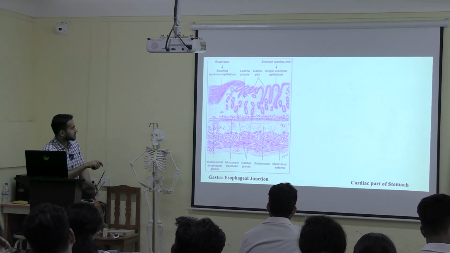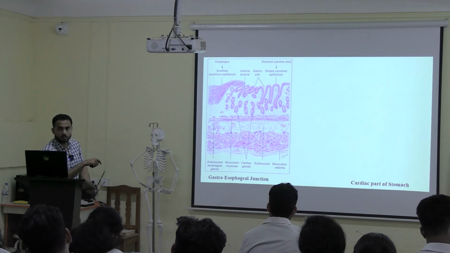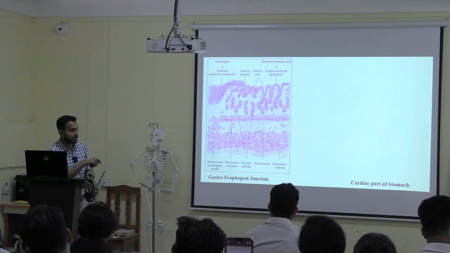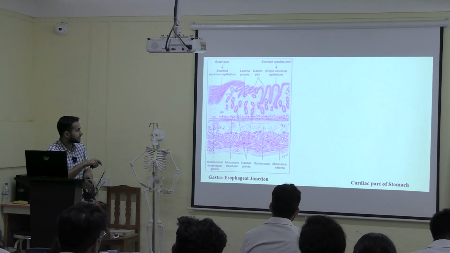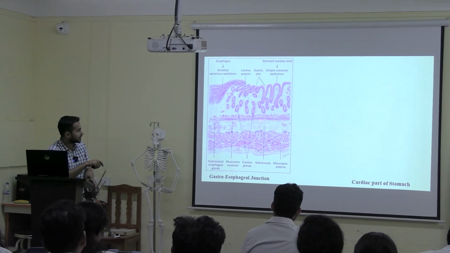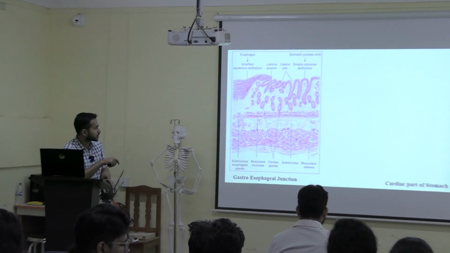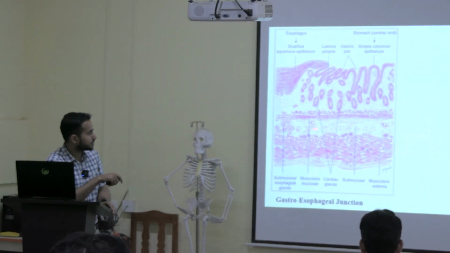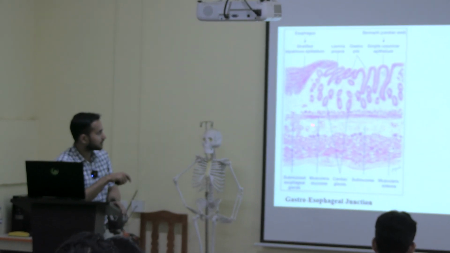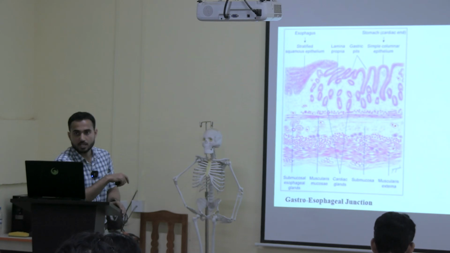Next, these are nothing but the cut sections of the glands. Since it is the cardiac end of the stomach, these are called cardiac glands. These are the cardiac glands, and this is the lamina propria. Next, this particular layer, what is this? This is the muscularis mucosae. Next to the muscularis mucosae, this entire part is the submucosa.